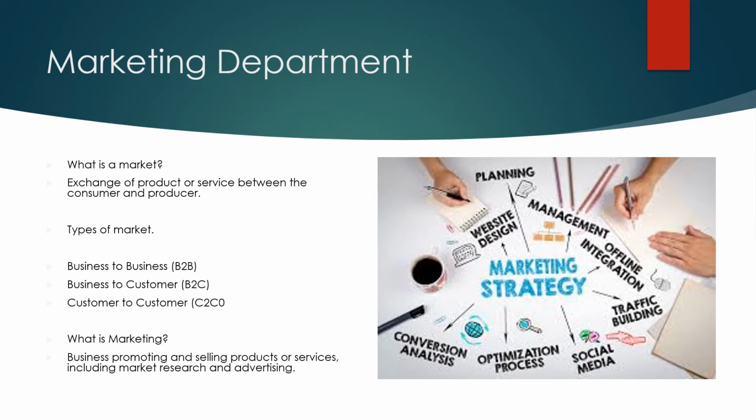Now, there are three types of market: business to business, where one business, like a producer, sells a product to another producer; business to customer, where the normal transaction is businesses selling to the customer; and the last one is customer to customer market. Now, what is marketing? When a business promotes and sells products or services, including market research and advertising, that is what is known as marketing. It is a process.